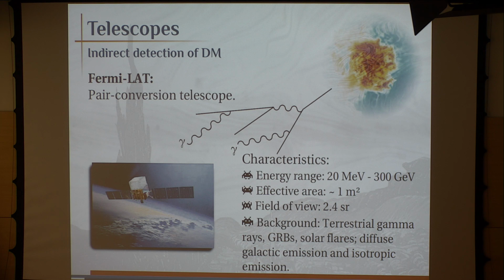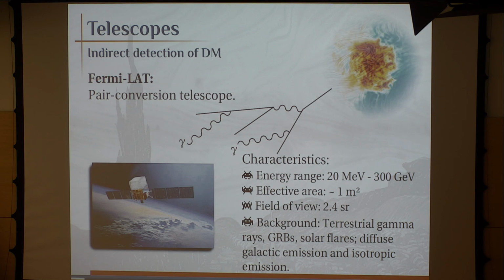So we're going to use its data coming from dwarf spheroidals, which are very small satellite galaxies orbiting our Milky Way that are expected to be composed mostly of dark matter and thus present low backgrounds. Talking about backgrounds, they model the background with terrestrial gamma-ray bursts, solar flares, and also a diffuse galactic emission and an isotropic emission to account for extragalactic particles.